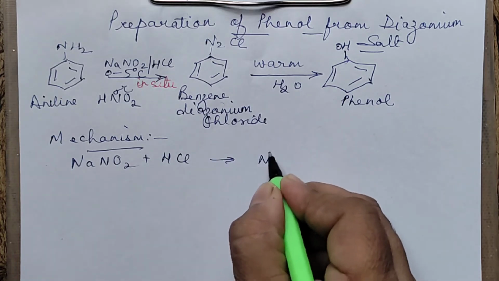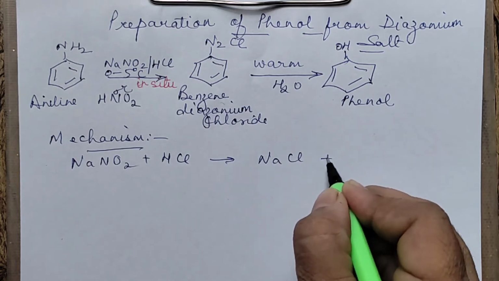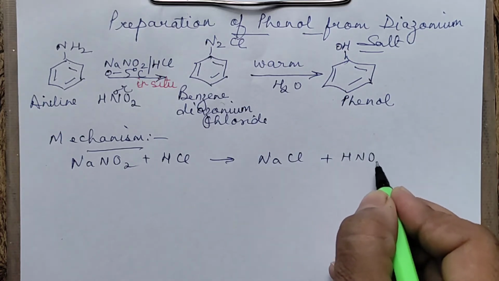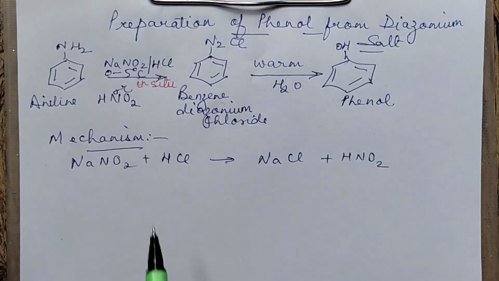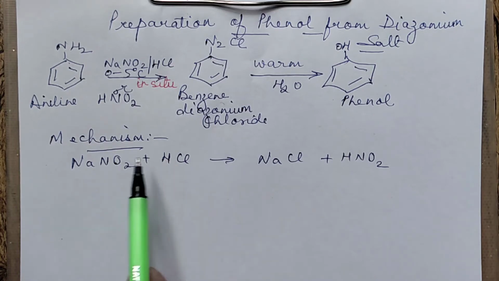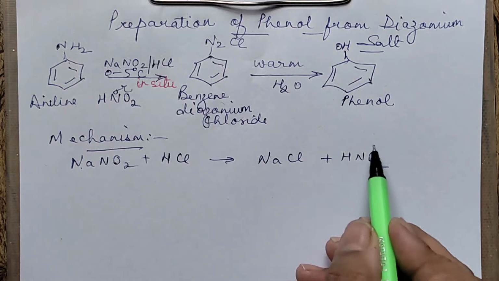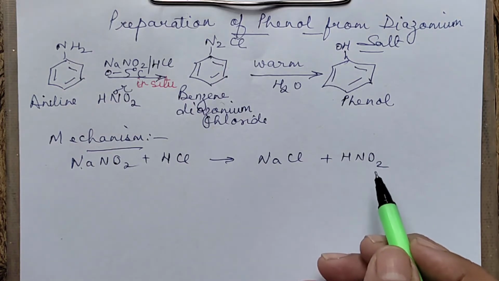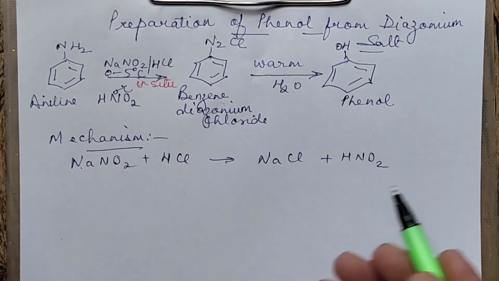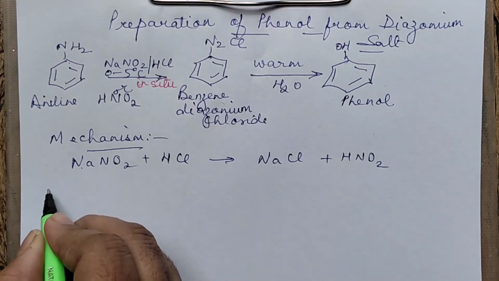So what exactly happens in this is, in the first go, this NaNO2 and HCl, these two will react and will result in the formation of NaCl and HNO2. This is just exchange happening, H with NO2 and Na with Cl. So these are the products which are formed. This is nitrous acid. HNO2 is nitrous acid.